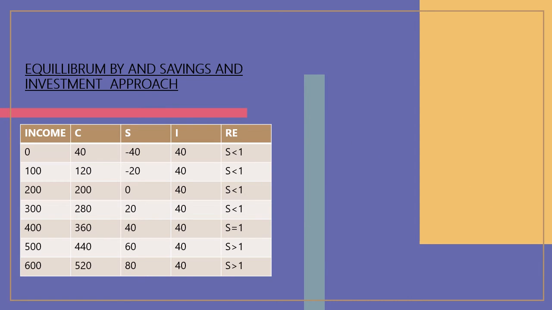நெக்ஸ்ட் இஸ் சேவிங்ஸ் அண்ட் இன்வெஸ்ட்மெண்ட் டாக்டர். ஸோ அது அப்படியே பார்த்தாலே தெரியும் சேவிங்ஸ் எவ்வளோ பண்ணியிருக்கோம், இன்வெஸ்ட்மெண்ட் எவ்வளோ பண்ணியிருக்கோம். எங்கே சேவிங்ஸ் இன்வெஸ்ட்மெண்ட்டும் ஈக்குவலாக இருக்குது, இங்கே தான். ஸோ சேவிங்ஸ் ஈக்குவல் டு இன்வெஸ்ட்மெண்ட், இட் இஸ் அ ஈக்குவலிபிரம். ஸோ இட்ஸ் இஸ் அ சேவிங்ஸ் அண்ட் இன்வெஸ்ட்மெண்ட் அப்ரோச்.